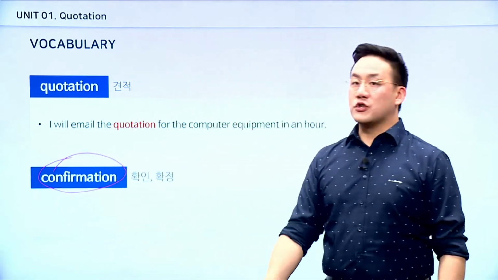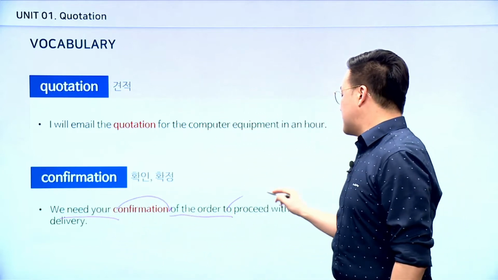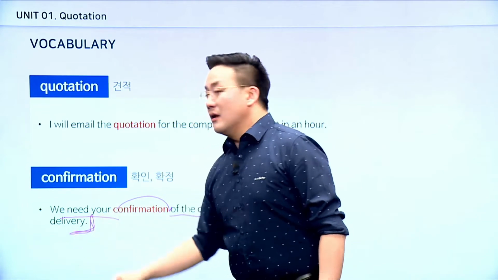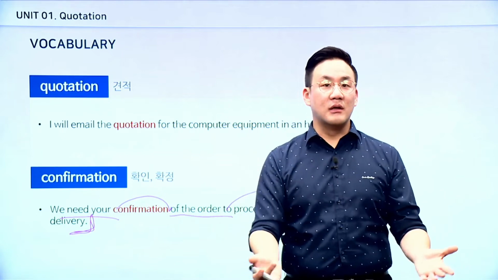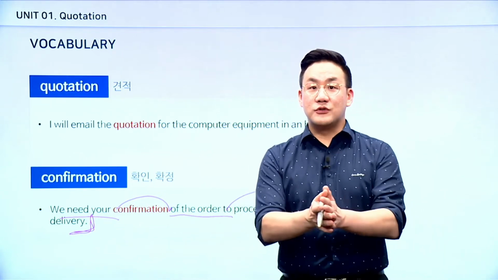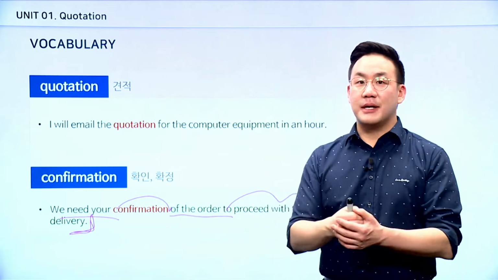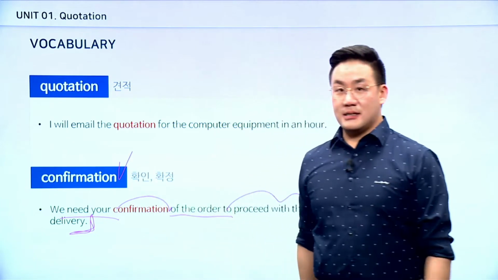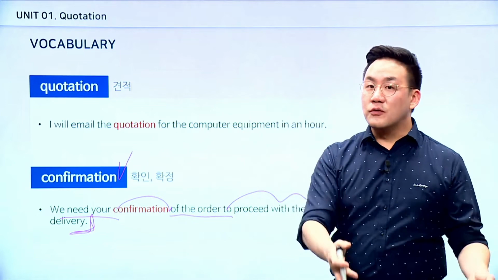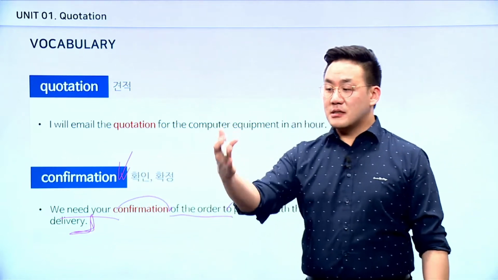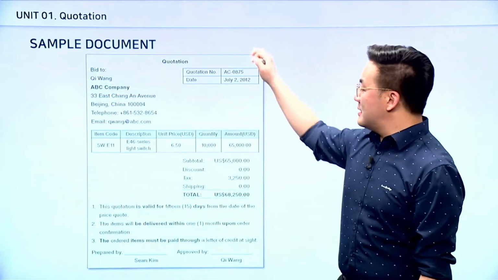Confirmation means official okay, right? We need your confirmation of the order to proceed with delivery. So that's what usually happens in many companies, right? You don't make your own decision unless you're the owner of a company. When you're doing something, you need somebody else's okay, somebody else's yes, right? Confirmation is just that. Somebody says yes or okay, then you can proceed further. That's sometimes approval, sometimes confirmation. Confirmation means somebody checks it again and then, yes, this is right. That's confirmation. Okay, so this is what we're going to learn today.